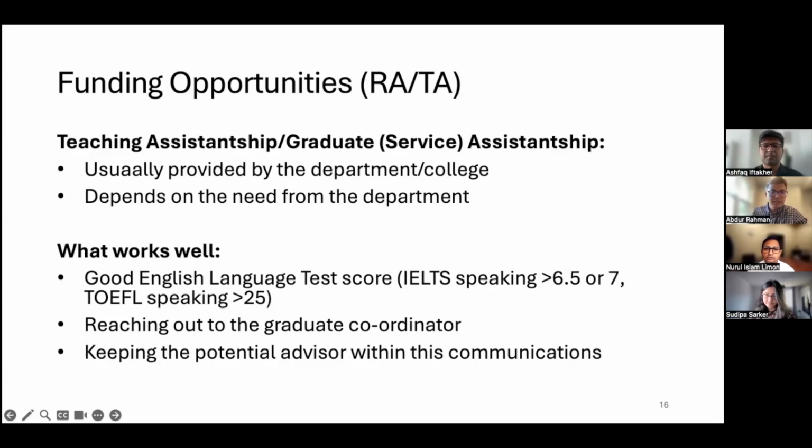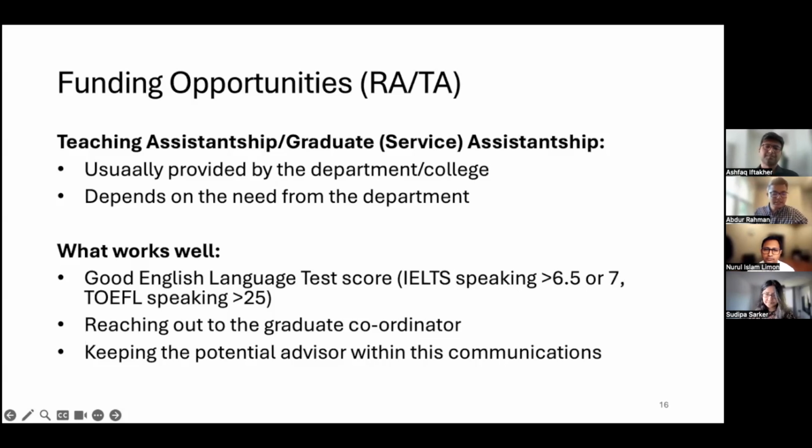And the most important thing that would be a key factor for your case is the English speaking score and the overall English language test score. Usually they would like to have something beyond 6.5 in IELTS and beyond 25 in the TOEFL score. But if you have less than that, that doesn't mean that you will not get a TA.